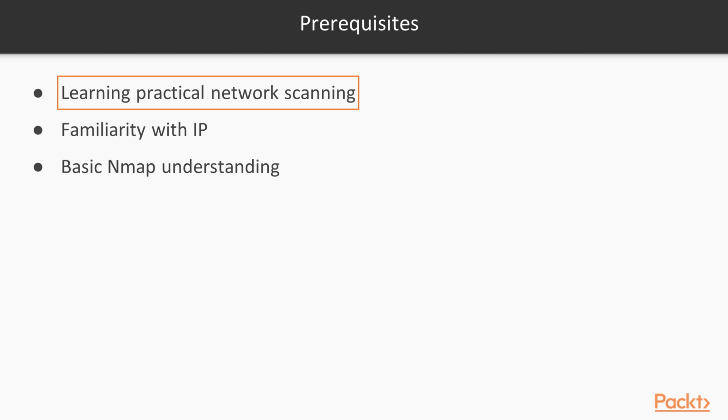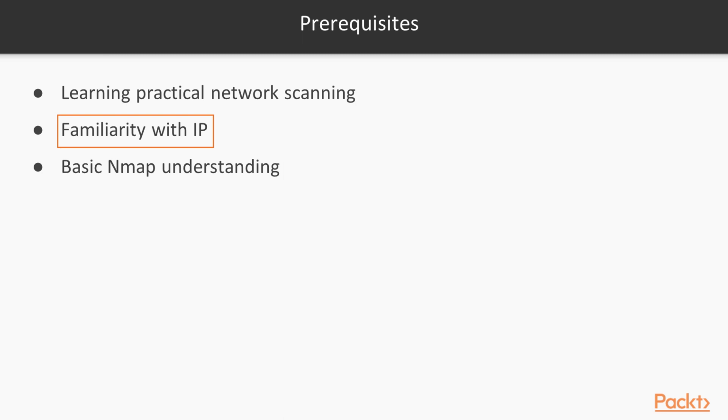Some familiarity with Internet Protocol, IP, what ports are, what TCP and UDP is, maybe a CCENT level of certification, just a general idea of maybe Network Plus, something like that to give you an idea as to what you're talking about as we go through this. And some basic Nmap understanding. So if you go through that first course, you'll get an introduction to Nmap.